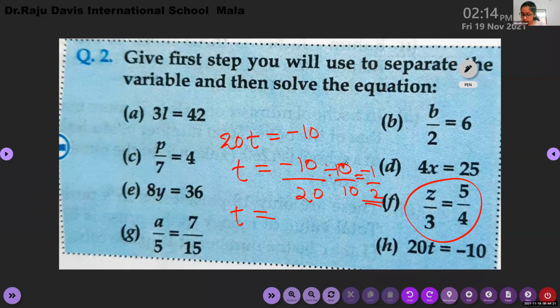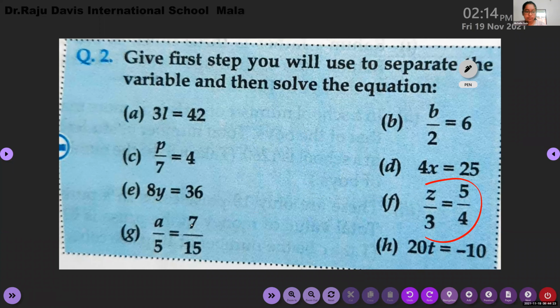Okay. Now, is it clear to you all? Yes, ma'am. These are all simple equations, children. So what is your time? 2:20, no? 1:40 to 2:20 is the time.